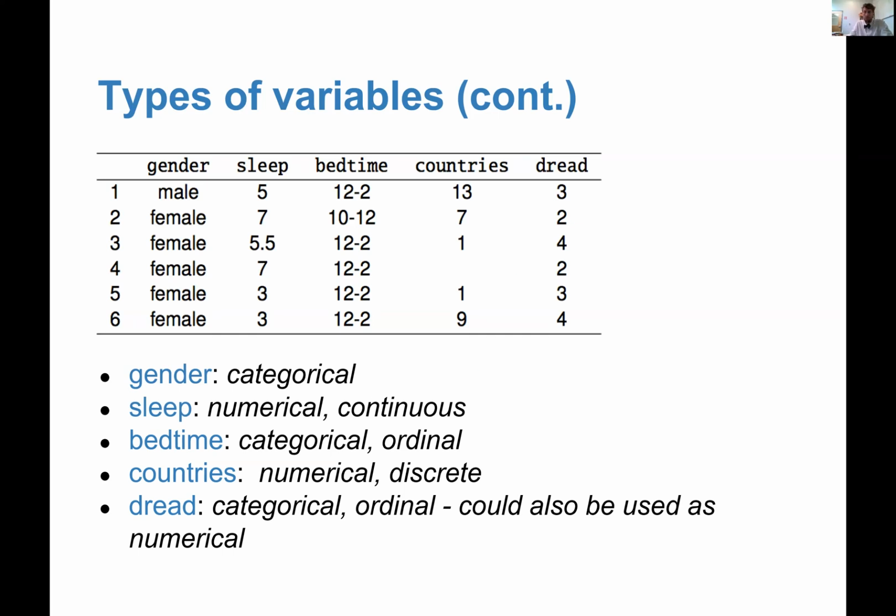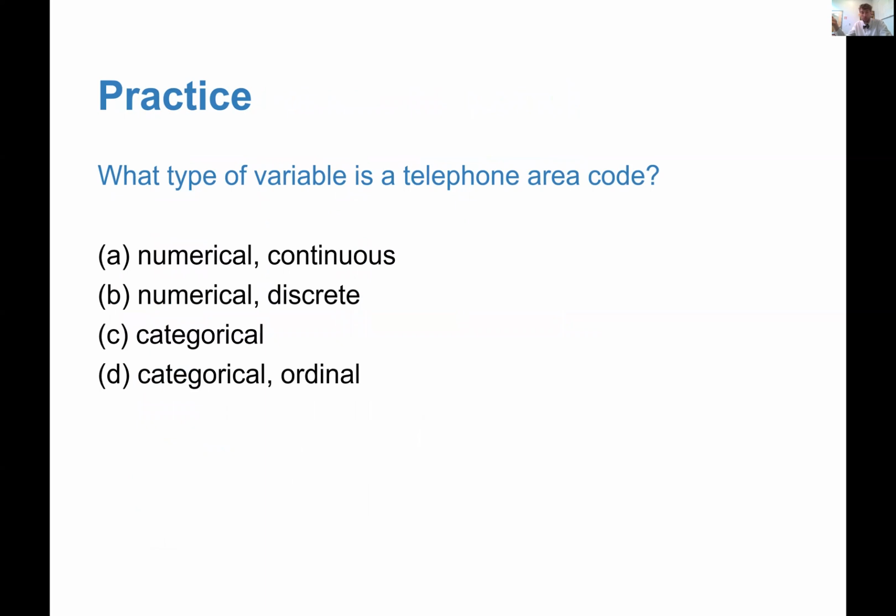Okay, let's do another practice question now. So your telephone number, or not even just the telephone number, but the area code, just the first 3. Is that numerical continuous, numerical discrete, categorical, or categorical ordinal? Okay, think about it. Try to figure it out. I'm going to give you the answer in 3, 2, 1.